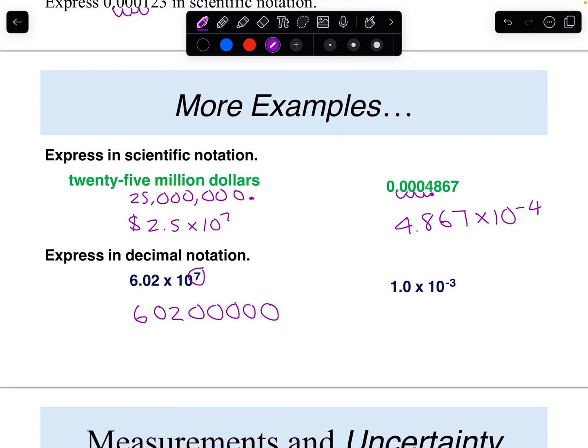Now this last example here, we see the negative 3. So therefore we know the number is less than 1. So I'm going to move the decimal place over 3 spots. That gets a 0.0010 as the number in decimal notation. I always like to put a 0 in front. It just makes it a little bit more of a complete number.